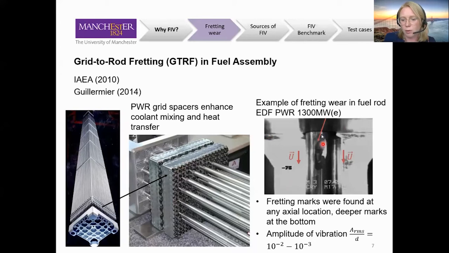And this is an example of the fretting wear I was talking about, experienced by EDF. These fretting marks were found at any axial location of the fuel rod, but the deeper marks were found at the bottom. The amplitude of vibration is very little, almost negligible, because the flow is mainly directed along the fuel rod.